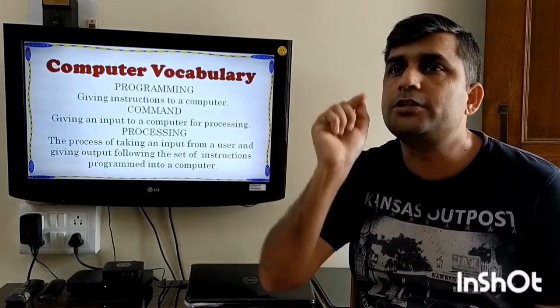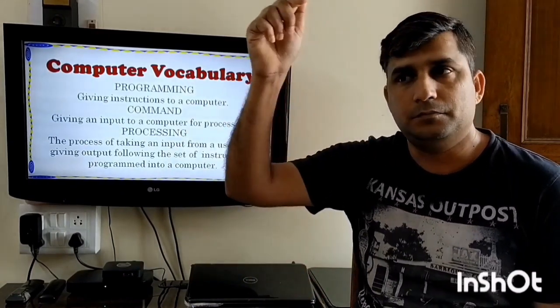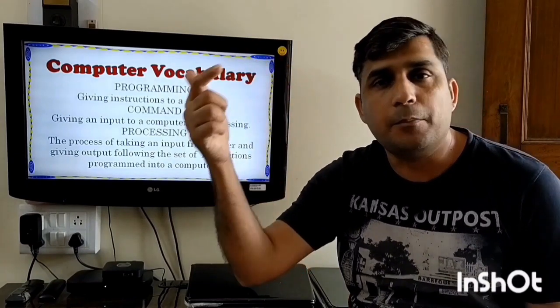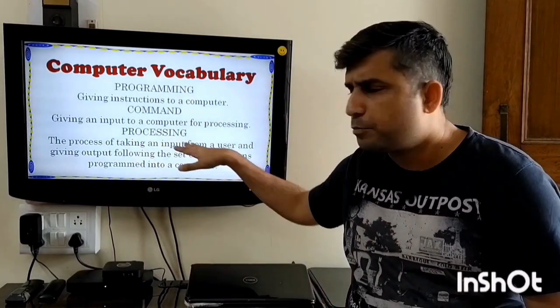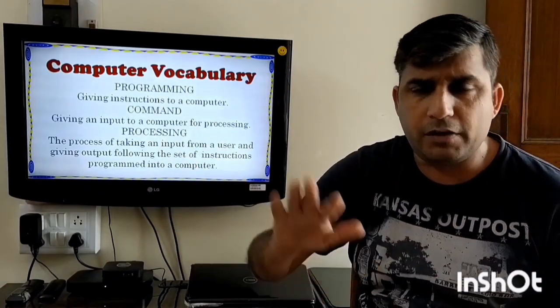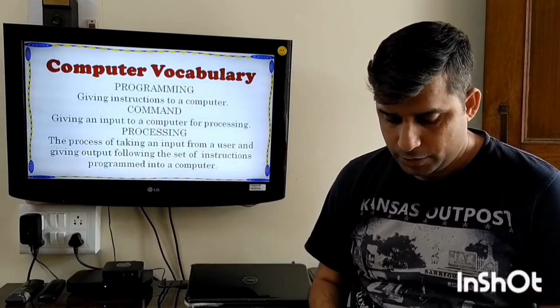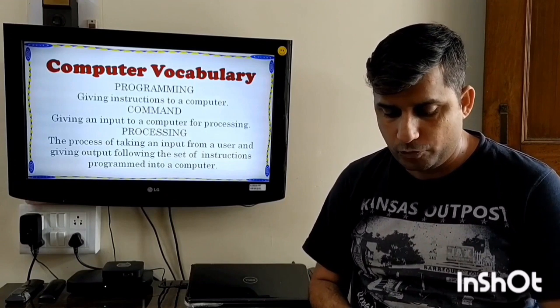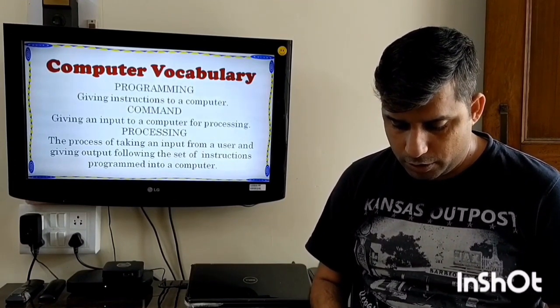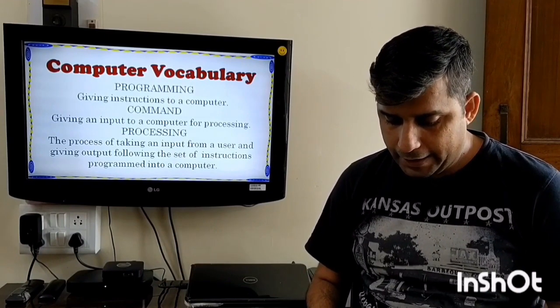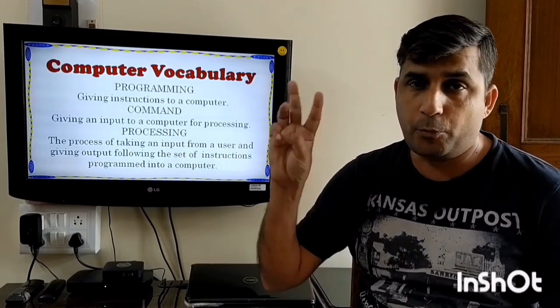The calculations and the operations that a computer does on what you tell the computer to do is known as processing. Don't worry too much about it. We will understand this later on again. This is just to improve your vocabulary on computers. Now we'll begin with our session today. And as I said, 3 points to be discussed.